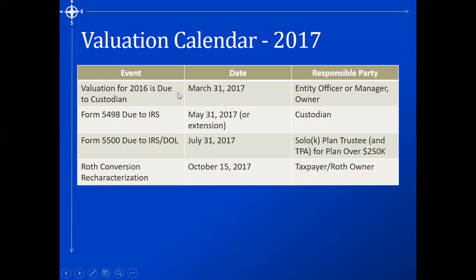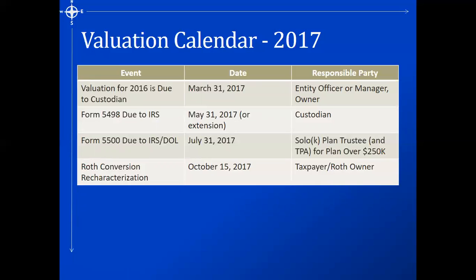So on March 31st, also, the valuation for the 2016 value is due. And that's, again, done by the entity officer or manager or owner of the retirement account. They're primarily responsible. And the next event is when the custodian makes a record of what the value of the assets in your account are, and they send that to you, and they also file it with IRS. So sometime after March 31st, unless they go on extension, you're going to get a report from your custodian.